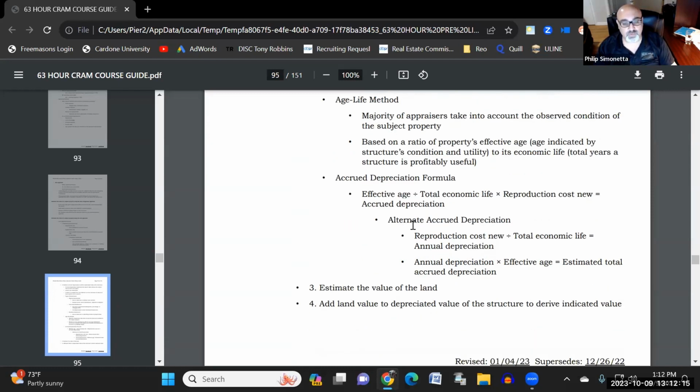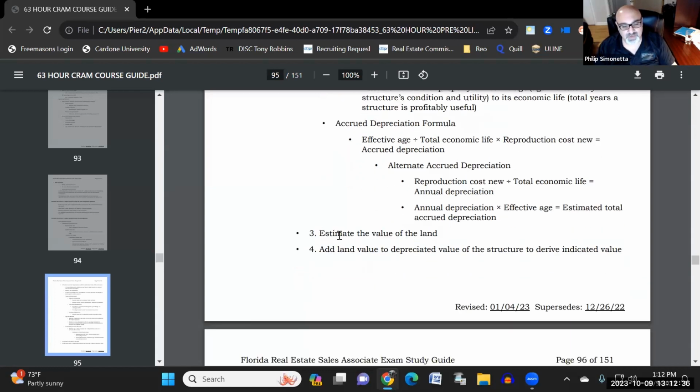The alternate accrued depreciation formula is reproduction cost new divided by total economic life, and that'll give you annual depreciation. You take the annual depreciation, multiply it by the effective age, and it will give you the estimated total accrued depreciation. That's how much comes off. Then you estimate the value of the land, and you add the land value to the depreciated value of the structure, and that'll give you the indicated value.